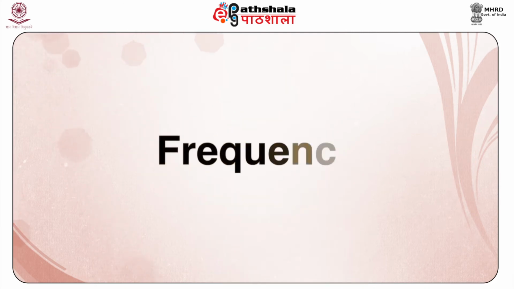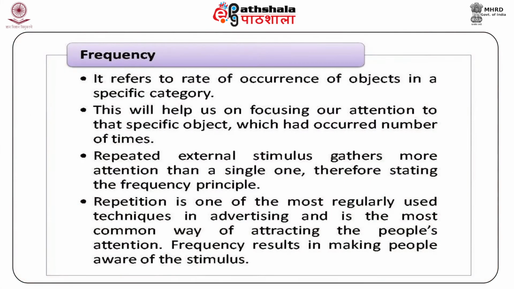External factors affecting perceptual set include, first, frequency. It refers to how often objects of a given category occurred in the past. This will help us in focusing our attention on that specific object which has occurred a number of times.